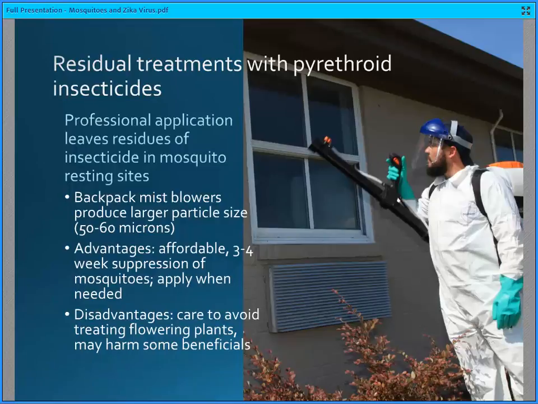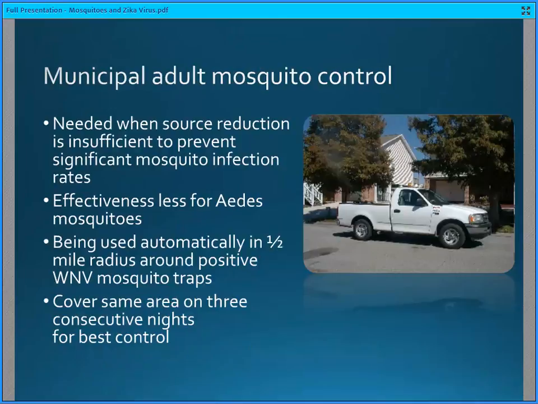Disadvantages: it takes trained personnel to put this out. You want to avoid treating flowering plants, again, for beneficial insects. But other than that, this is an option for some school districts in certain situations.